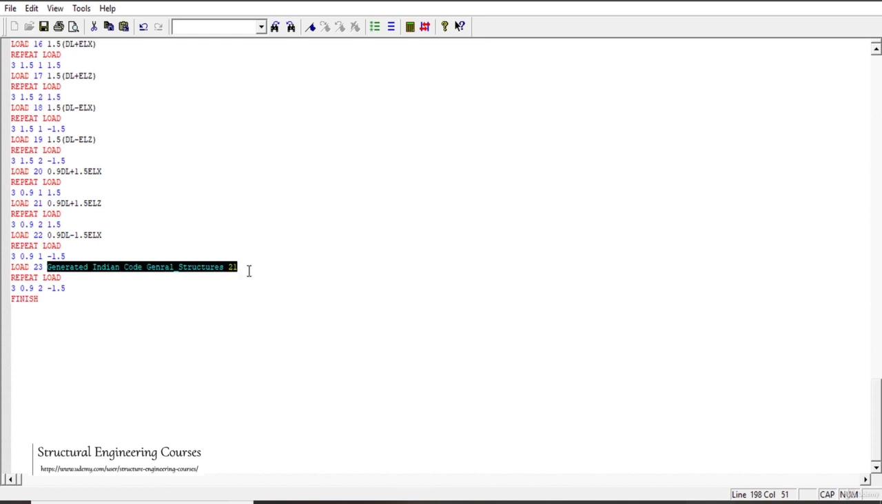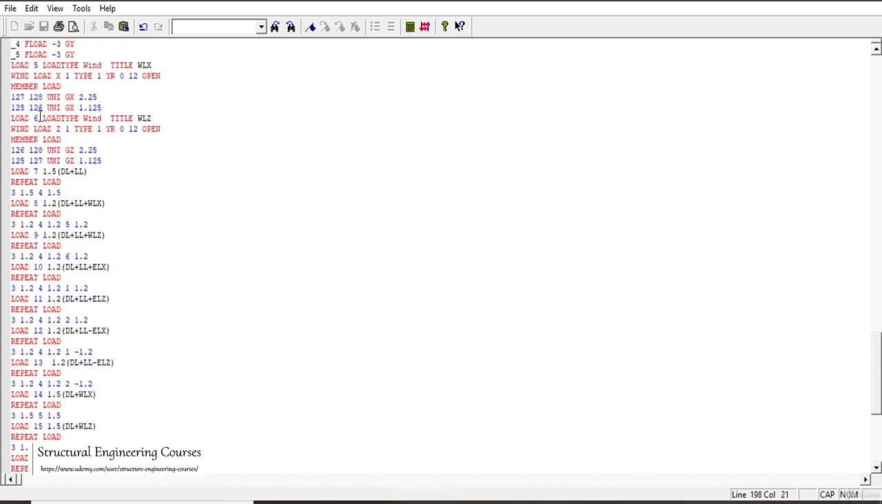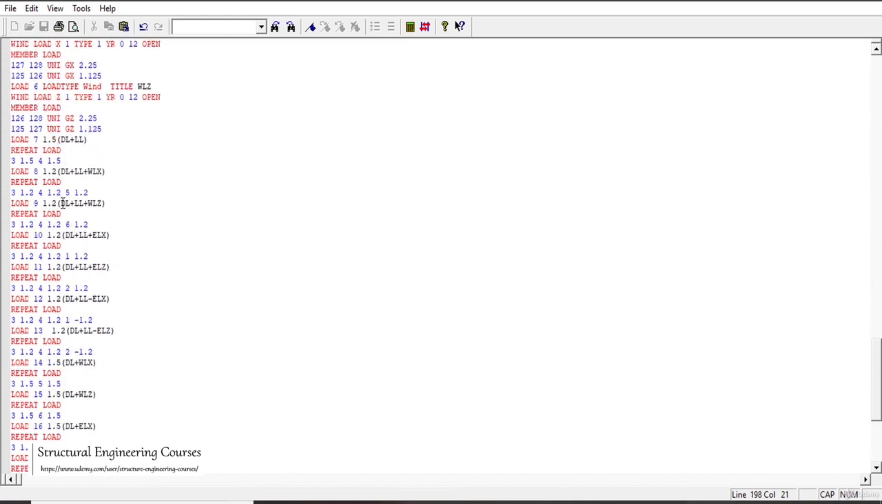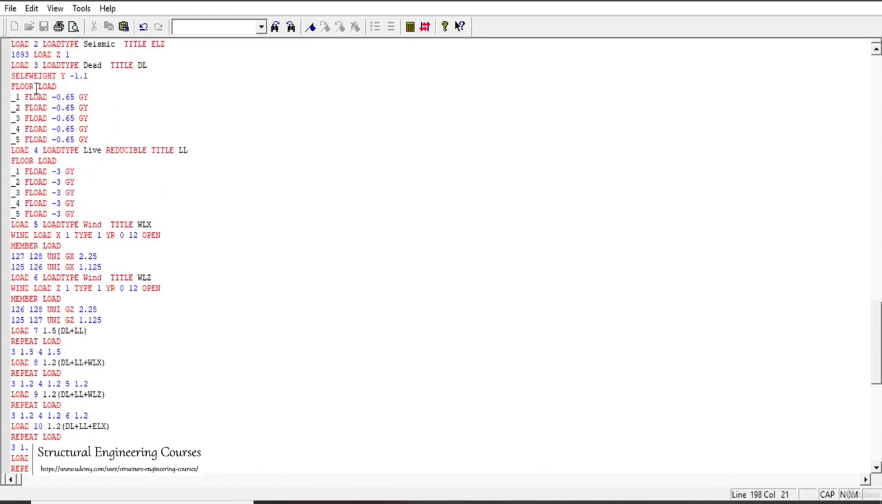So this is basically the syntax of the repeat loading. Here we can see that the load name is given, like we are entering here, and after that the name is given, and then repeat load 3, 4, and 6, that is the load number here. That is, this is load case 3, this is load case 4, and this is load case 6, and after that the load factor is written here. So 1.2, 1.2, 1.2 means 1.2 times load 3, that is dead load, 1.2 times live load, and 1.2 times WLX.